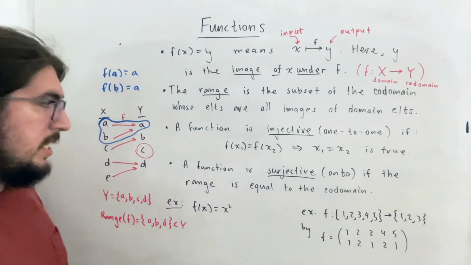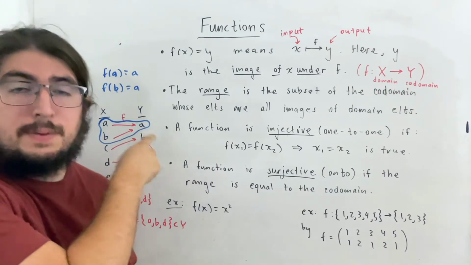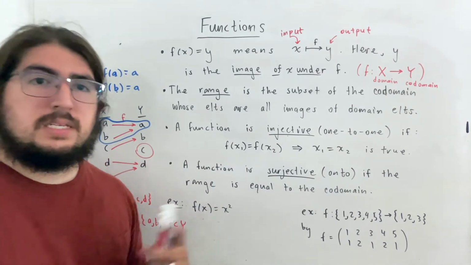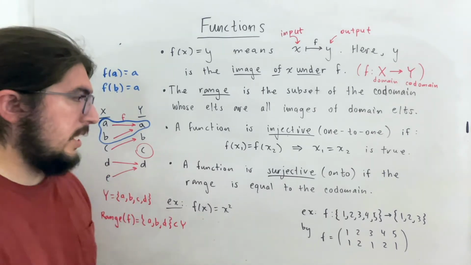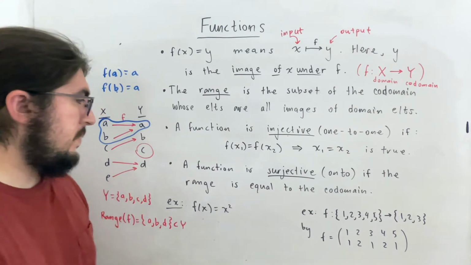So this is not injective. So if you have something like this, where two elements of X go to one single element of Y, that right away is not injective. It's easier to tell when something is not injective versus when it actually is injective. You have to see if this statement is true, which is harder to show, I think.